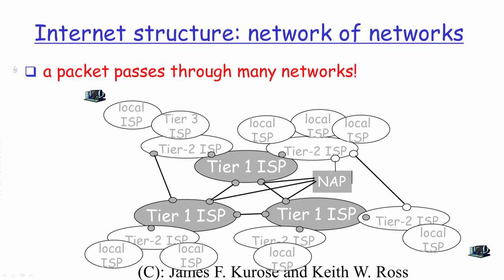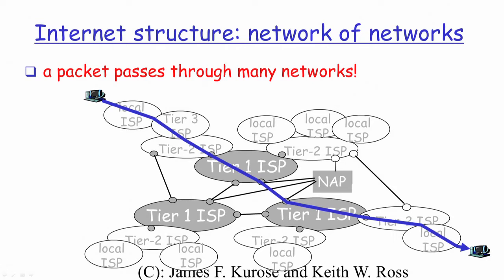So, when you have a host machine connected to one local ISP in India, and you want to talk to a host machine that is connected to a remote ISP somewhere in the internet, a packet originating from this host has to pass through many different networks till it reaches the final destination machine.